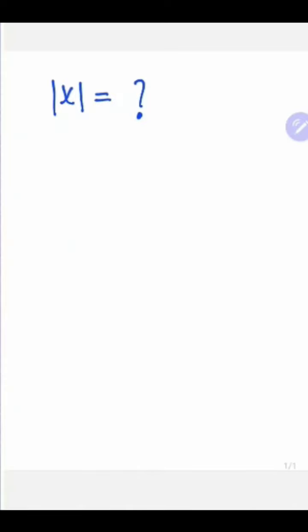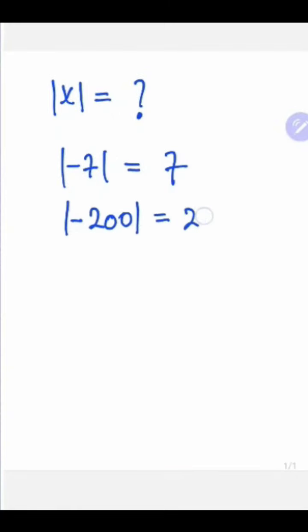What about for negative numbers? What is the absolute value of negative 7? It is 7. How about the absolute value of negative 200? It is 200. Remember, you discard the negative.